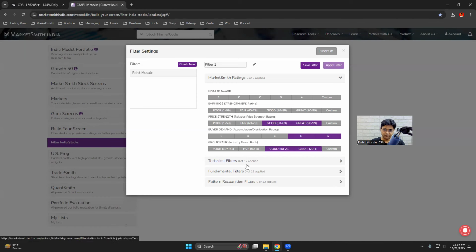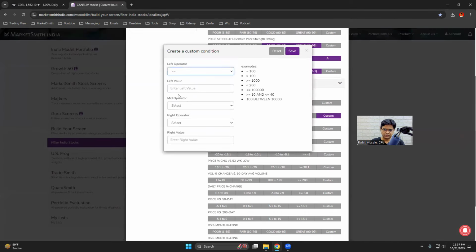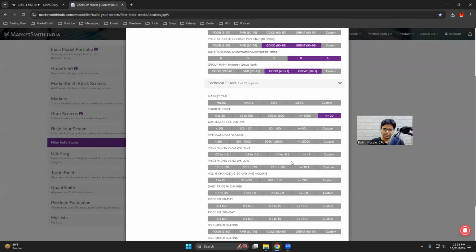Okay, then we will use some criteria which will ensure that you are not into penny stocks or illiquid stocks. So go to current price. We want the price to be at least 20 rupees. So if you are not trading the Indian market, if you are trading the US market, you could use $10 or $15, whatever you want, but set a price criteria so that you are not into penny stocks.